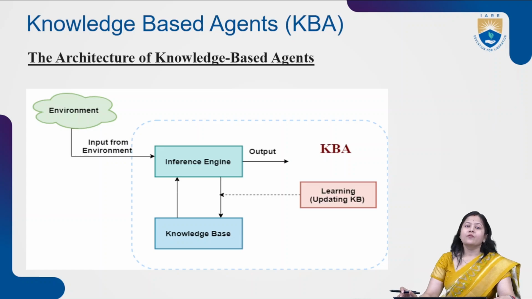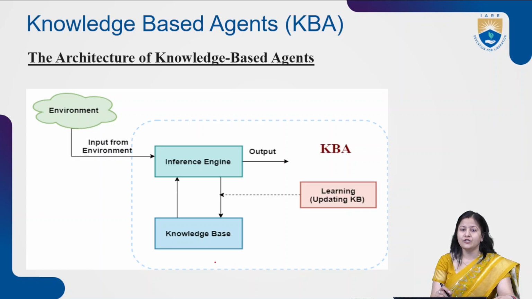Let me discuss the architecture of the knowledge-based agent. You can see this diagram where two important components which I have already introduced. Again, I will repeat this one in this diagram. One is the inference engine, another one is the knowledge base, and one more important component here is added as the learning component. So these three, the inference engine, knowledge base, and learning component, constitute the knowledge-based agent.